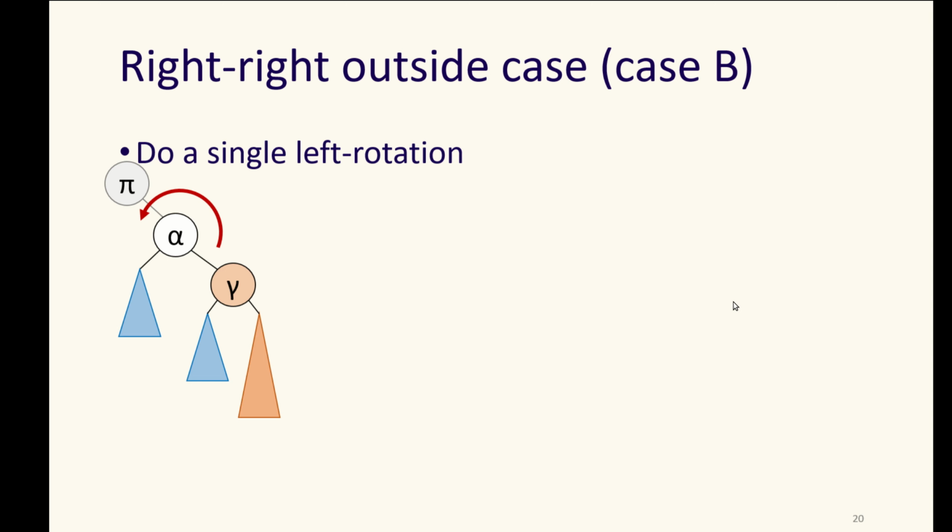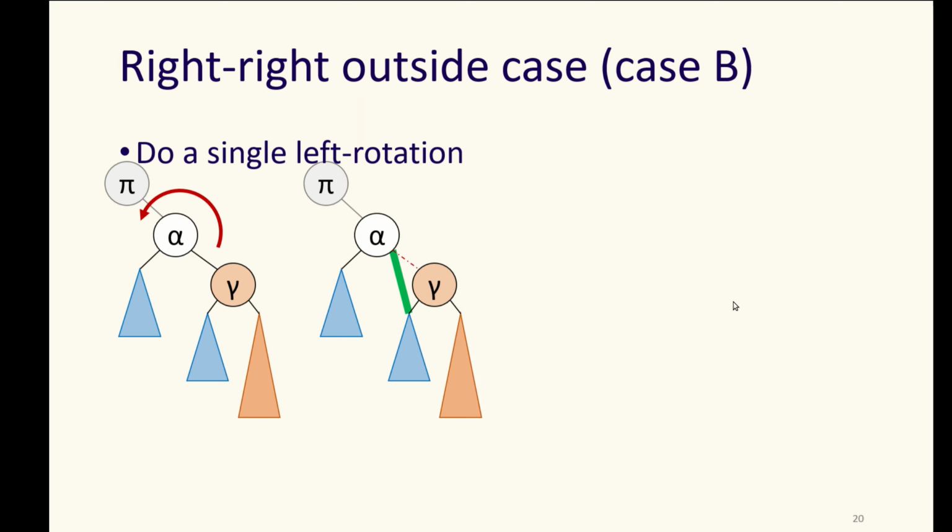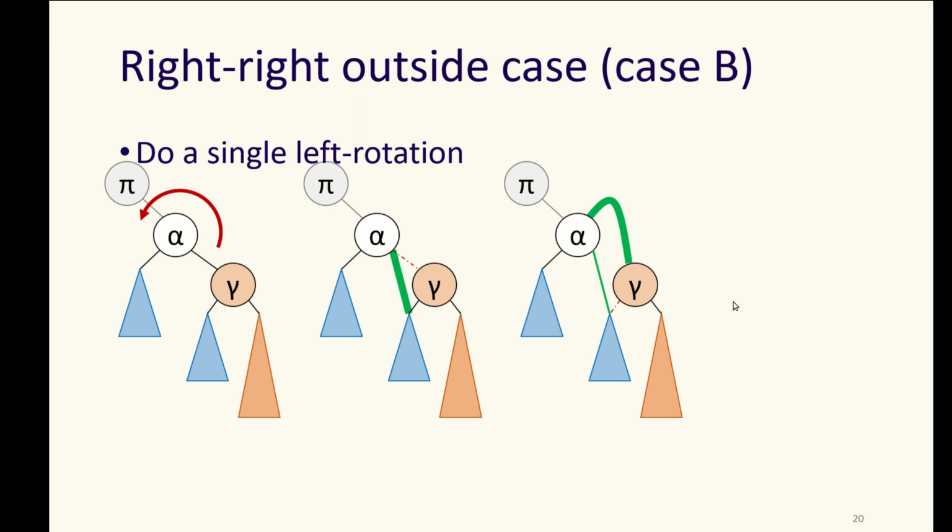We just do a single left rotation, which is in many ways the opposite of what we did in the previous situation there. So now we've got this gamma here, which is the right child of alpha, and we're going to need to switch it to be taking alpha's place and to make its left child become alpha's right child. And that's all we do.